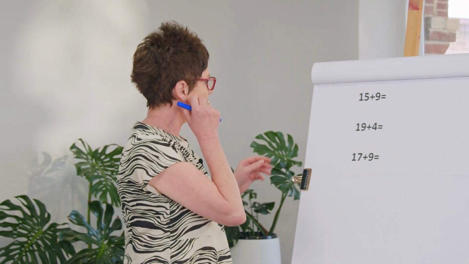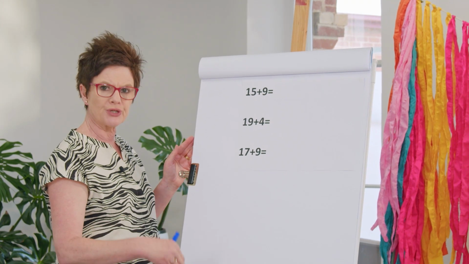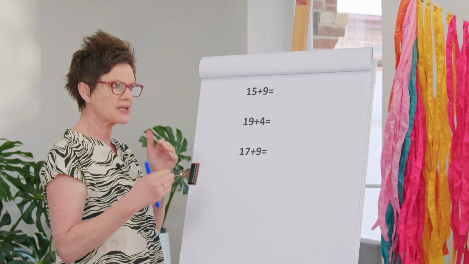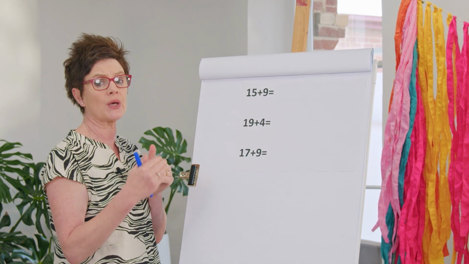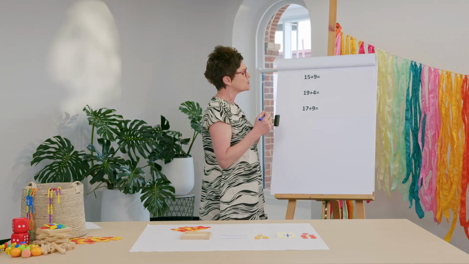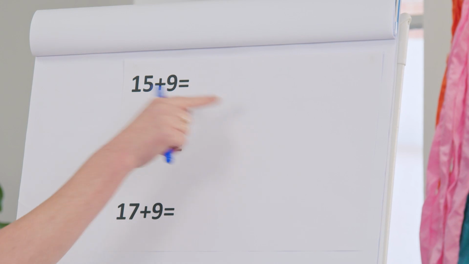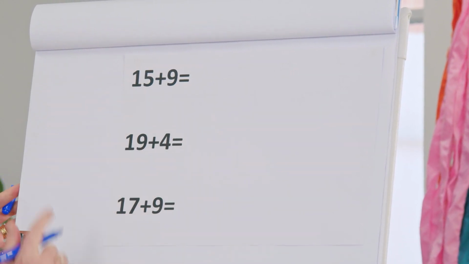Okay, let's get to our number talk. Now, when we have a look at these number sentences, what we're going to try and do is bridge to 10 or bridge to 20. Remember, we tried to get to a 10 or 20, 30, any multiple of 10 that will help us do addition. So for these number sentences, we're very close to 20. Let me show you. The first one is 15 add 9.